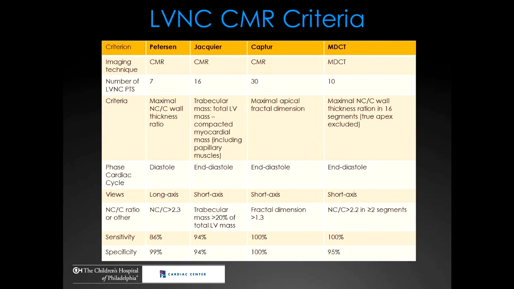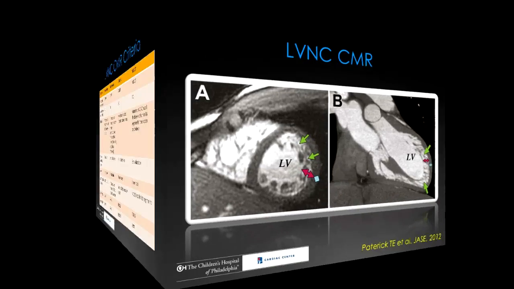Similar to what I showed you for the echo criteria, there have been several papers which have reported the CMR criteria for non-compaction. And similar to echo, they use various measures of non-compacted to compacted wall ratios. The majority of these studies use end diastole for their measurements, and they have fairly good sensitivity and specificity.